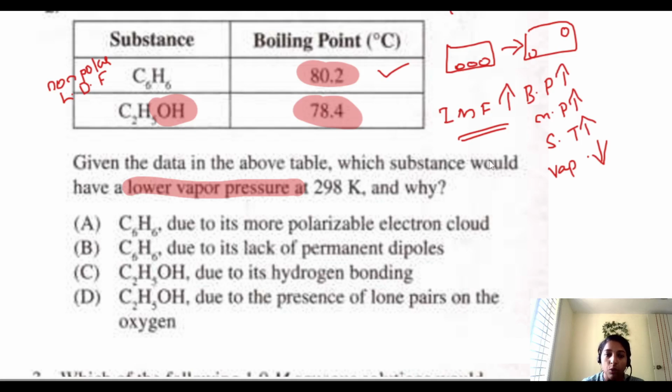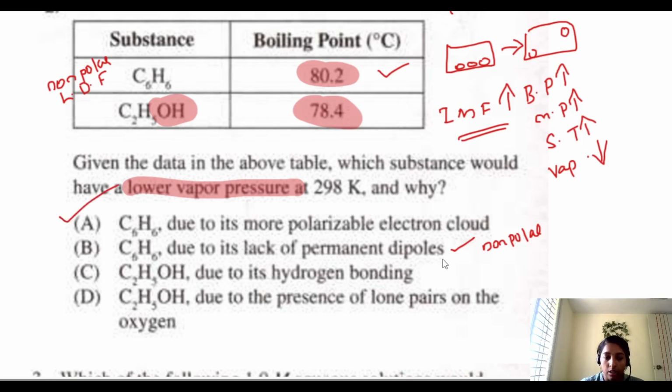So definitely they have lower vapor pressure. So A or B, which is the correct option? Yes, option A you can choose correctly, because option B is completely wrong. Lack of permanent dipole is okay, but that means they are non-polar. How does non-polar IMF now become the dominant? That you have to answer. So the answer to the question is A.